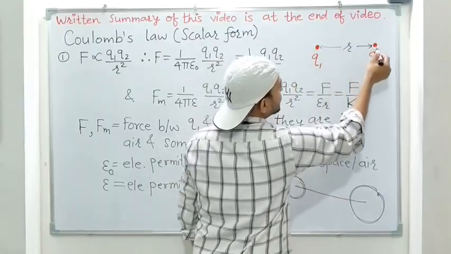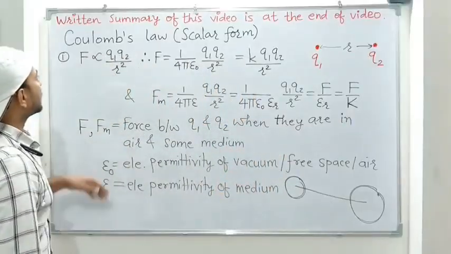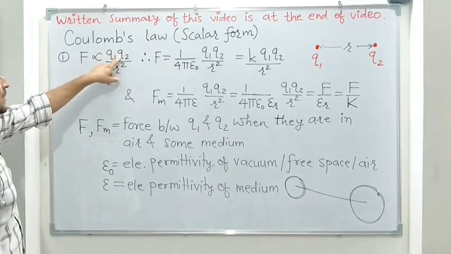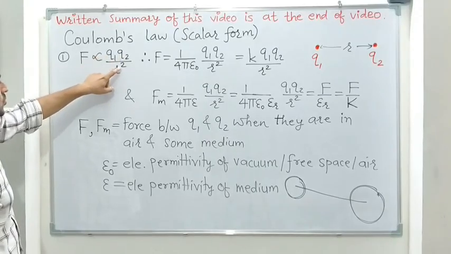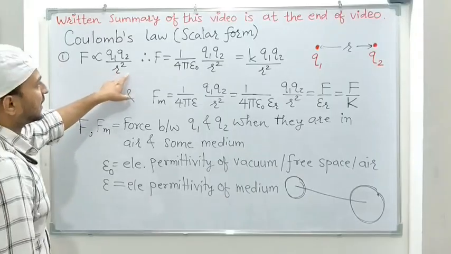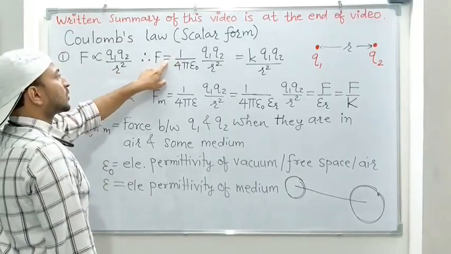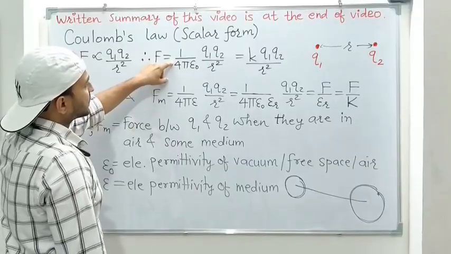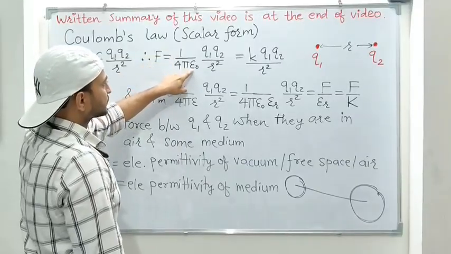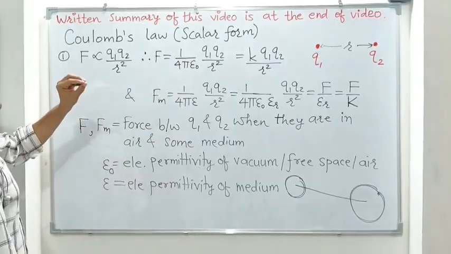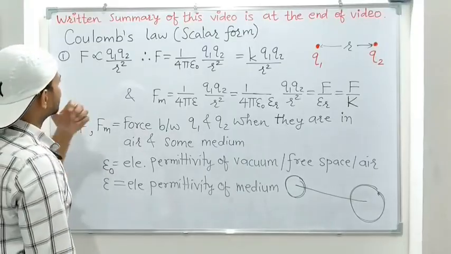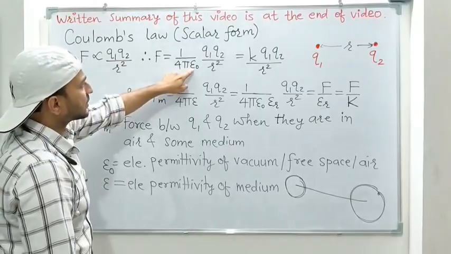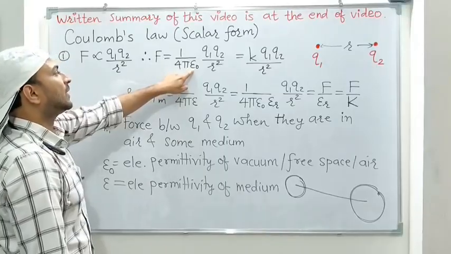Charge 1 Q1, charge 2 Q2. So, the electric force between two such charges is directly proportional to Q1 Q2, the multiplication of the charges, and inversely proportional to the square of the distance between them. Now, when equal to is introduced by removing the proportionality sign, one constant also comes. That constant is 1 upon 4 pi epsilon 0. If both the charges are in air or vacuum, then this is the force between two charges in air, and epsilon 0 is the electrical permittivity of air.